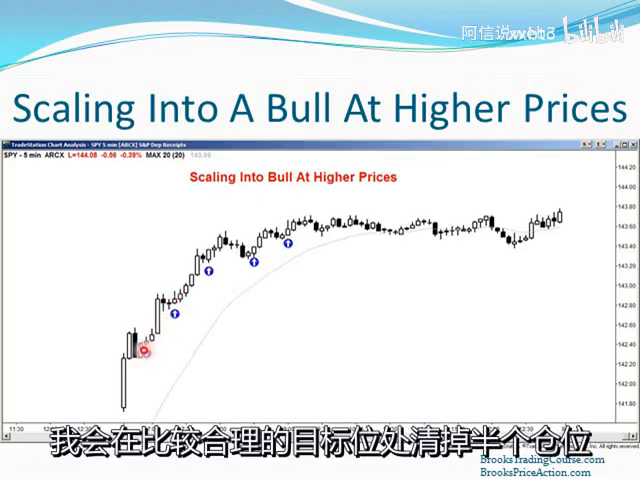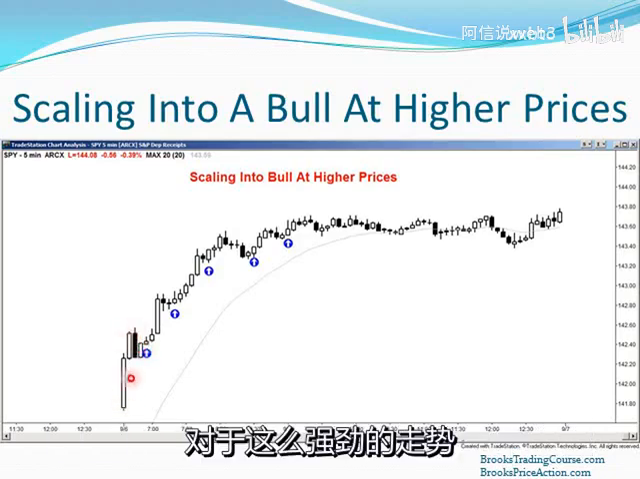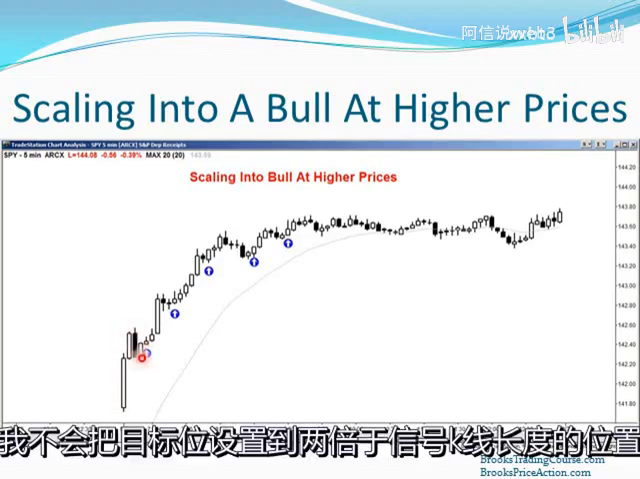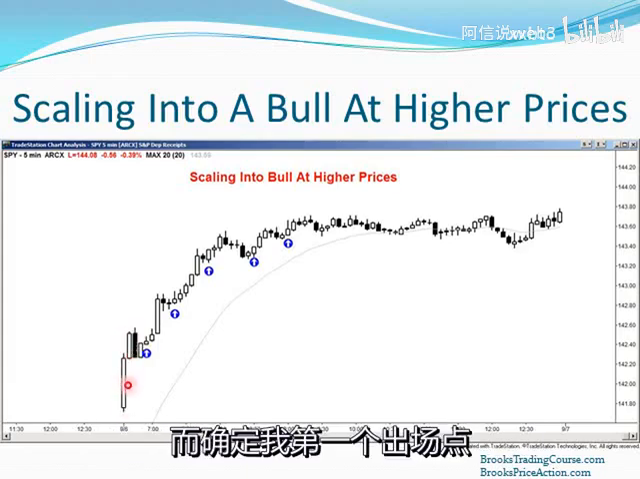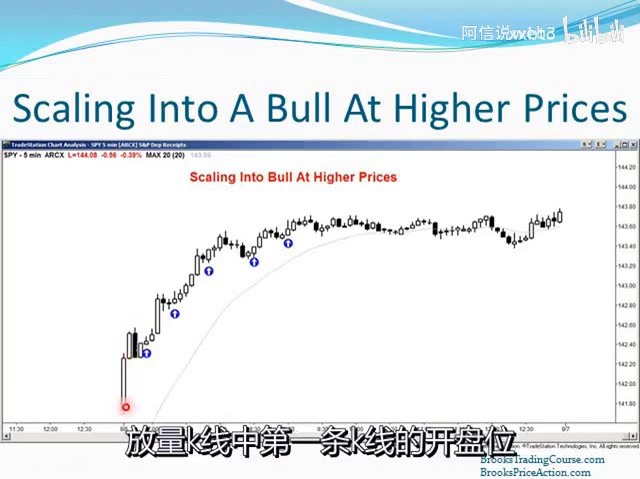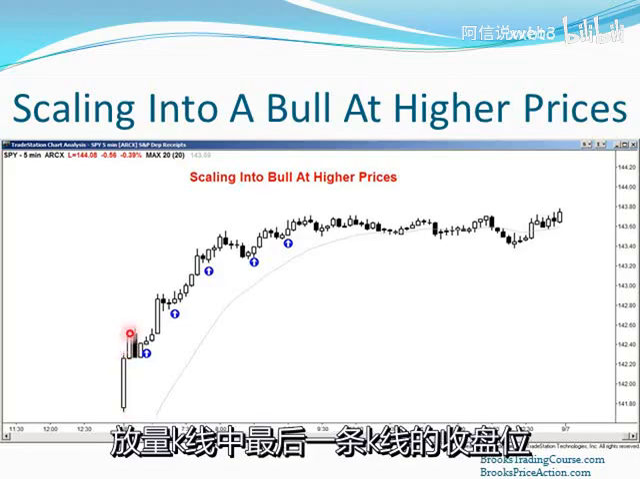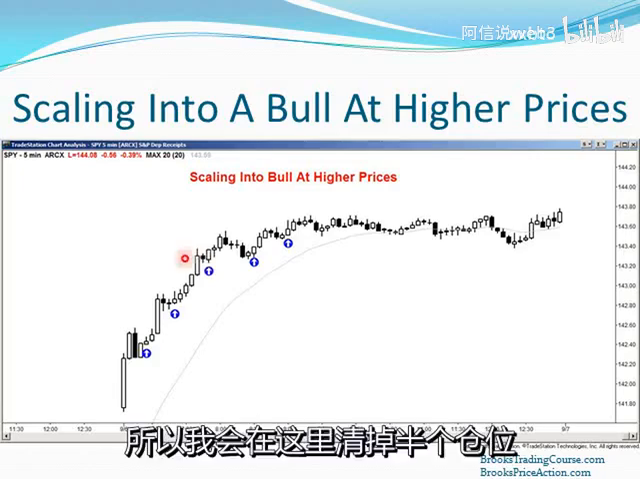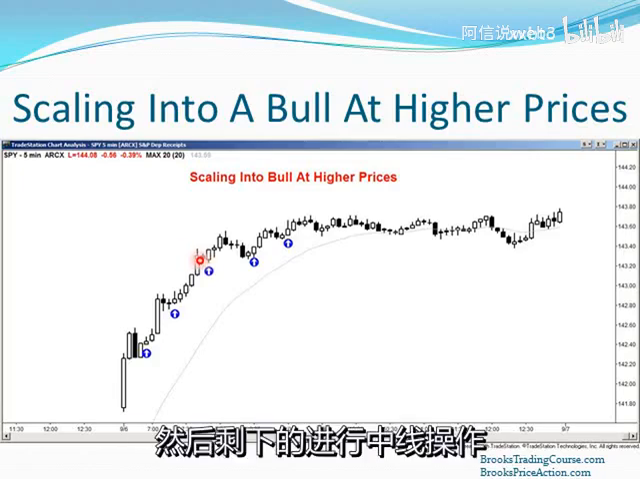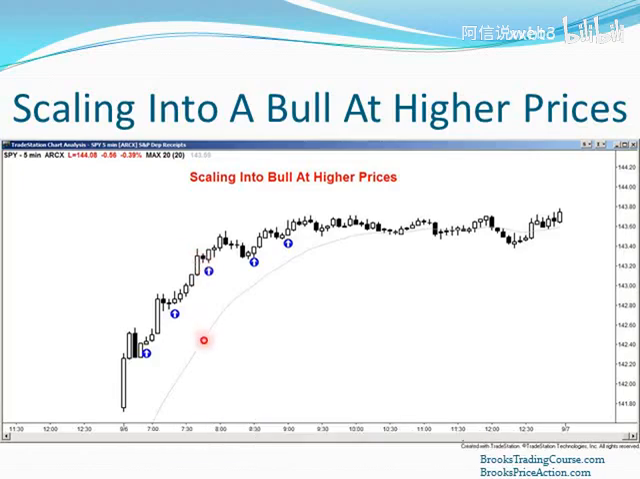Normally I scalp out half at some logical target. When the market is this strong, I usually do not exit at 2 times a measured move based on the height of my signal bar. What I do instead is I use the height of the spike for my first target. So open of the first bar, close of the last bar, here a 2-bar spike, measured move up. So I would take half off somewhere in this area and swing the balance.